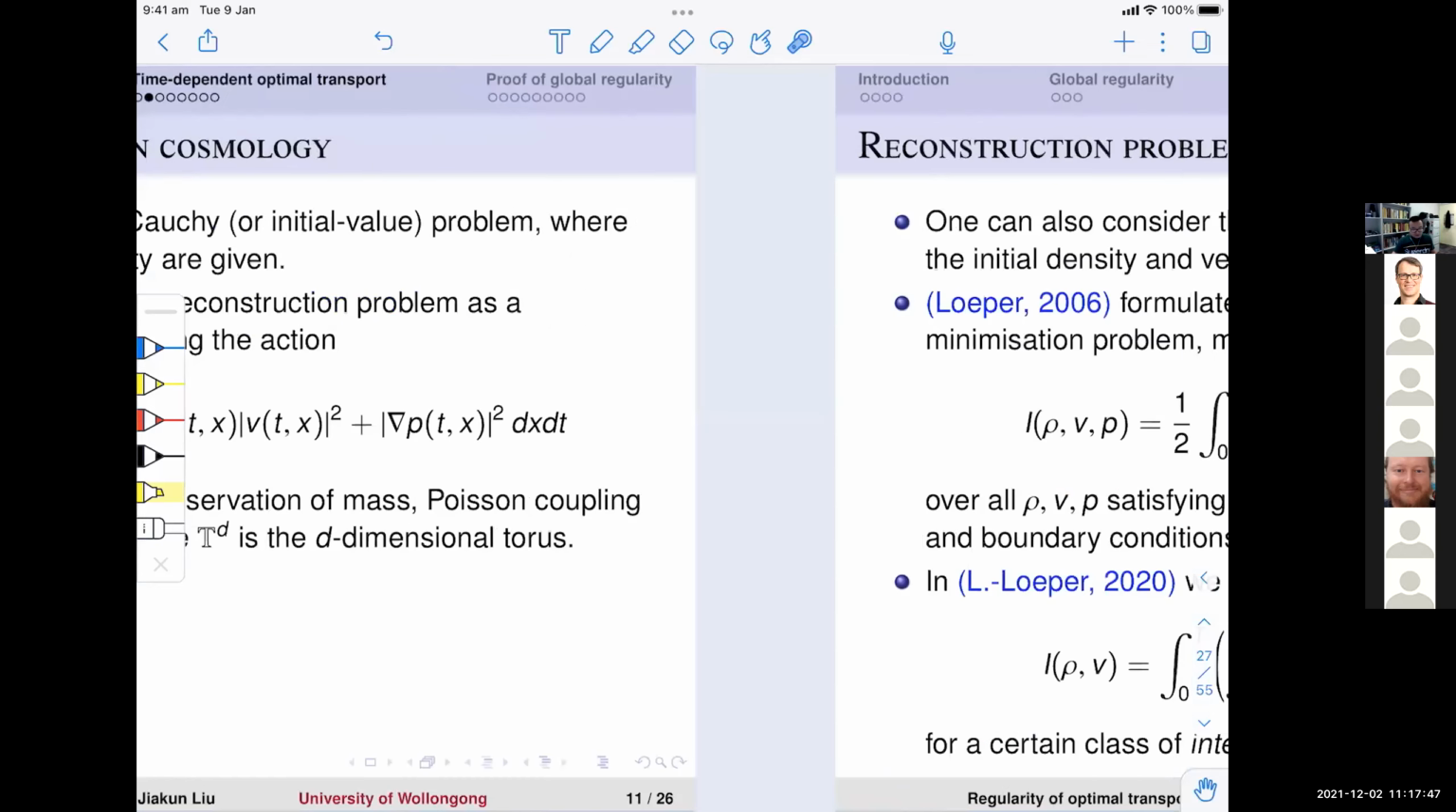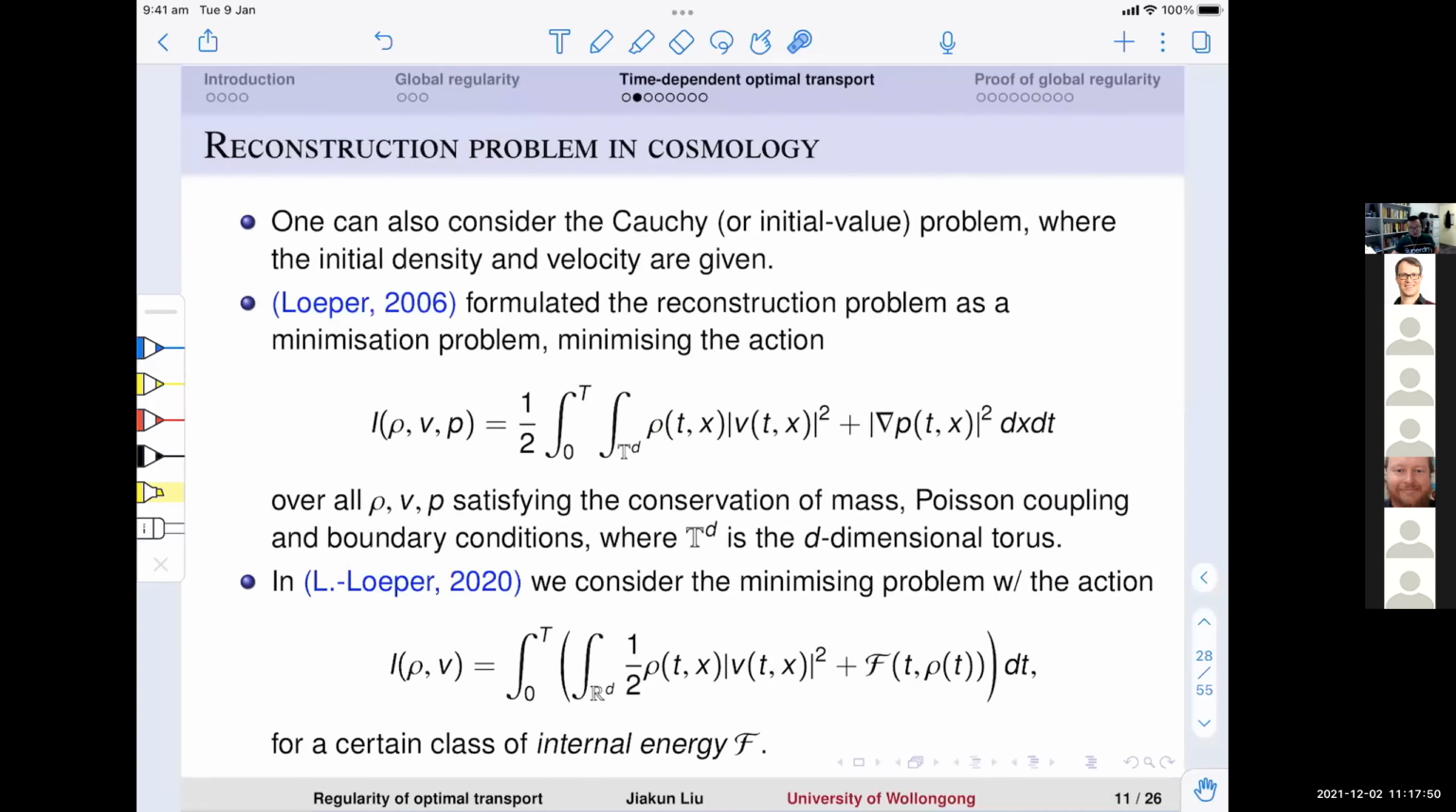Okay. Recently, in our joint work, we consider a little bit more general situation. Instead of considering the potential energy given by the gradient of p squared, we consider it given by some kind of internal energy, a function f. So that means we replace this quadratic term by a more general function f, and therefore the energy we are going to minimize is the following.